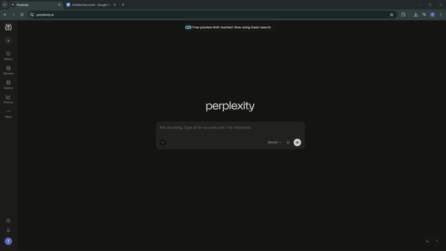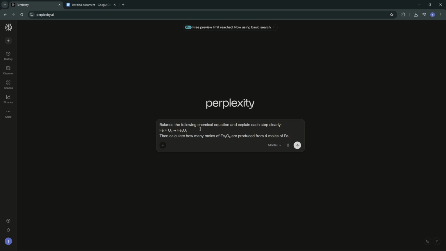Next, type a detailed prompt. Be as specific as possible. Include the full chemical equation exactly as written, using proper formulas, and if you have them, state symbols like S, L, G, or AQ. Clearly say what you want. For example, please balance this equation and explain each step, or solve for the amount of product given these starting quantities. If you have values, include them up front.